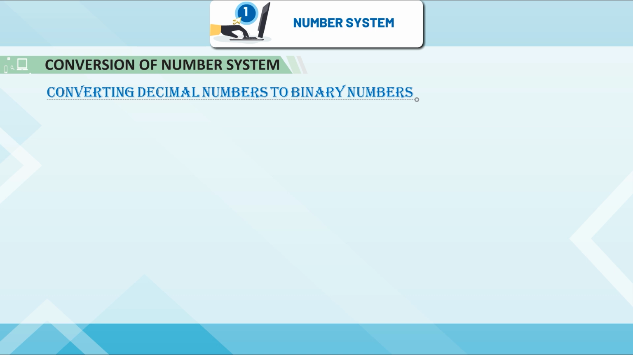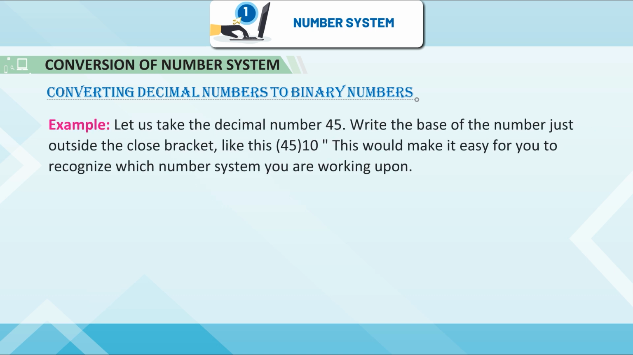Converting decimal numbers to binary numbers. Example, let us take the decimal number 45. Write the base of the number just outside the close bracket, like this: 45 with base 10. This would make it easy for you to recognize which number system you are working upon.